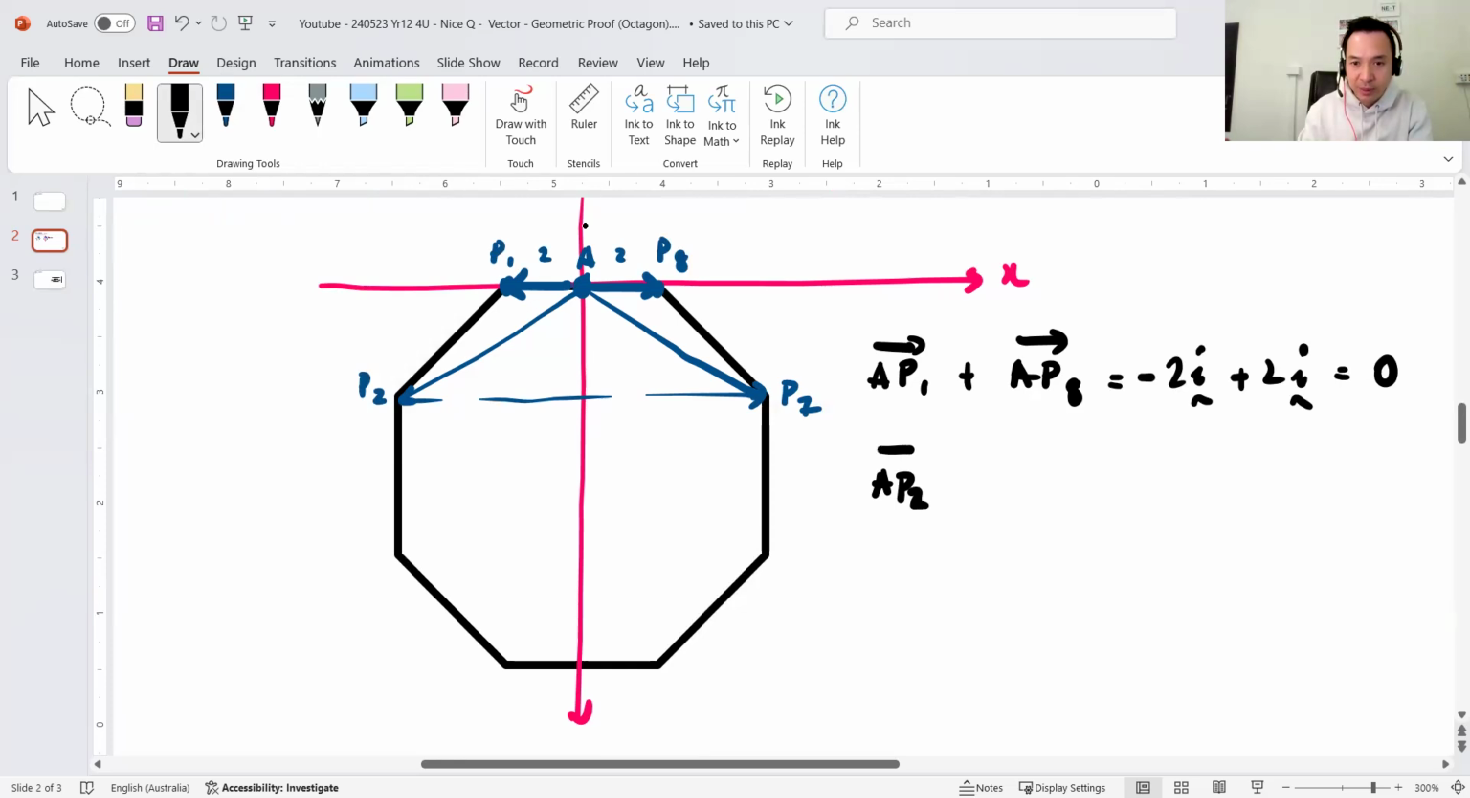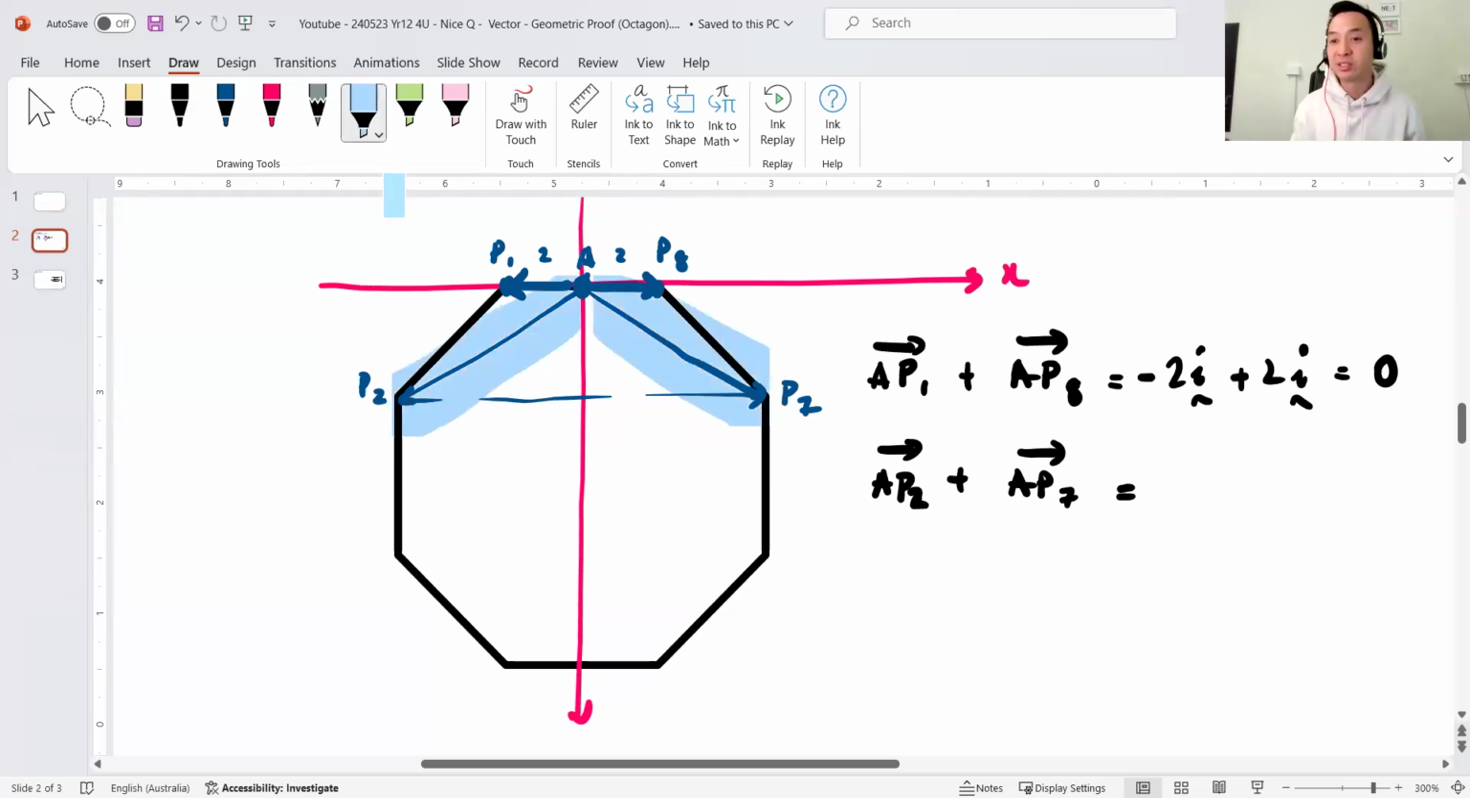So AP2 plus AP7. Now, I need a vector expression for these two. Now, this is what I want you to see. Can you see, whenever I add a vector to the left and to the right that's symmetrical, the x values will cancel out, just like above, how the x values cancel out gave you 0. So theoretically speaking, if I add this guy with this guy, the x will cancel out. And what do I get? I get 2 times the y value, because I get y value over this side and the y value this side.